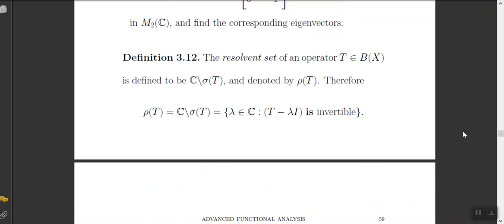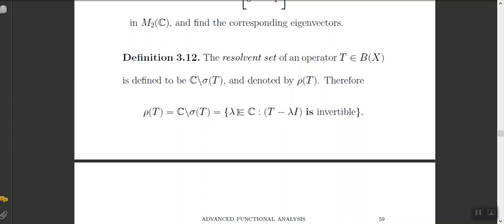Okay, let's take a look at the next definition, resolvent set. So T is a bounded linear operator on X. The resolvent set of T is defined to be, what is this? It means the complement of the spectrum, because the spectrum is a subset of the complex numbers, right? So the resolvent set, denoted by rho of T, is just defined to be the complement of the spectrum.